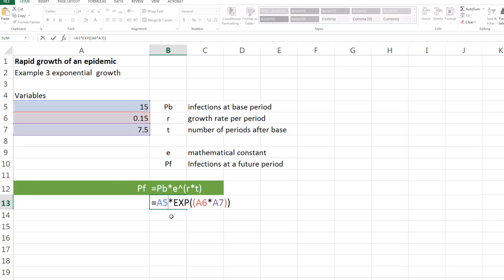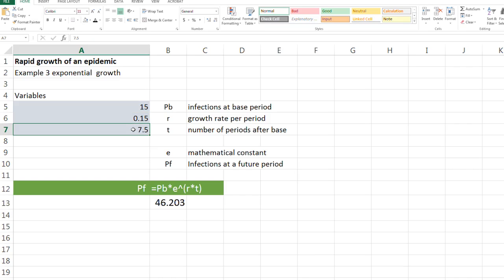The EXP function in Excel calculates the mathematical constant E using the exponent of growth times the time period. Let's say the doctors are delayed to maybe 10 weeks. Here's the number of infected patients expected by the forecast, 67 or so.